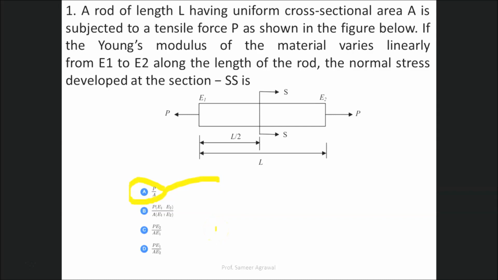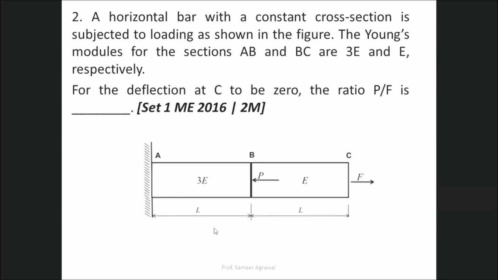Option A. Okay, so let's see the next one, second problem. This problem is based on your principle of superposition that we have seen right now. This problem was asked in ME 2016 set 1, a 2-mark problem. What they have given: a horizontal bar with a constant cross section is subjected to loading as shown. The Young's modulus of sections AB and BC is given as 3E. The deflection at C is 0, so C point पे deflection 0 दिया हुआ है, and इस deflection के लिए you have to find out the ratio of P by F. So this P upon F इसका ratio आपको निकालना है.